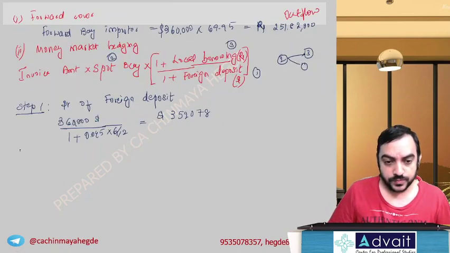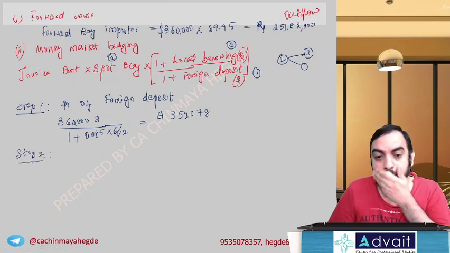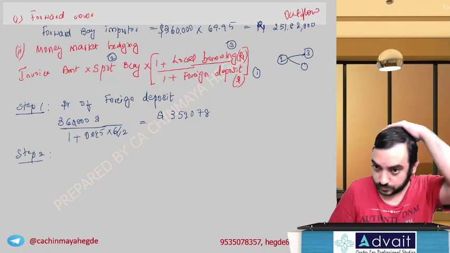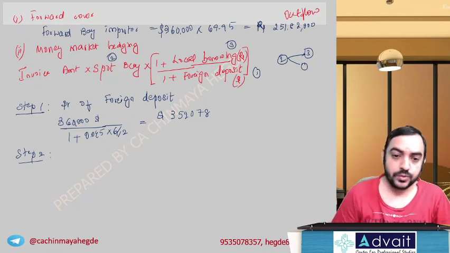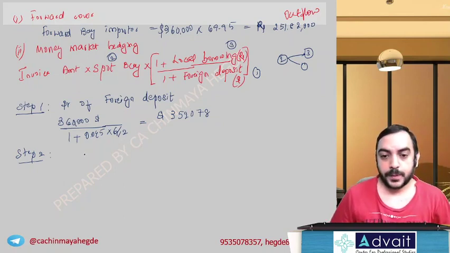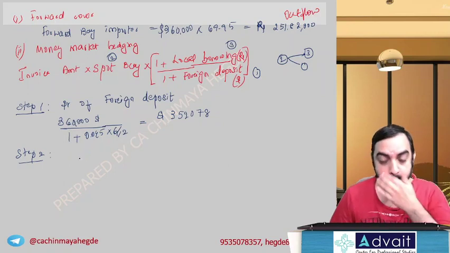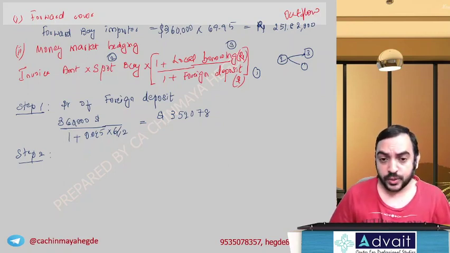Second step, step 2. What is the step 2 here? Spot buy. So purchase the above in spot market. Spot buy to be specific.